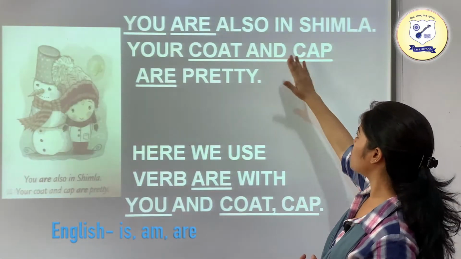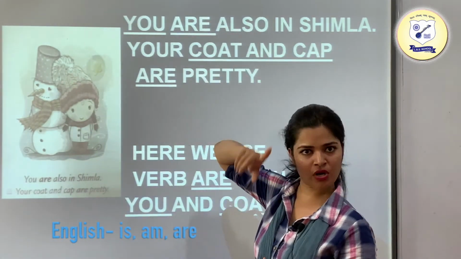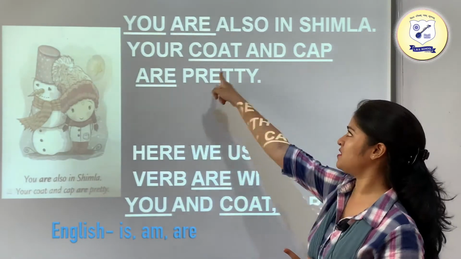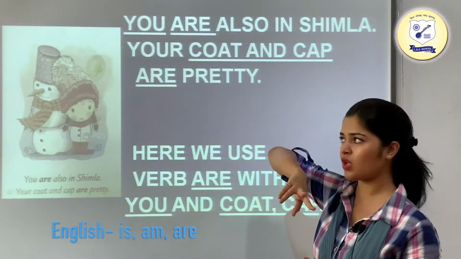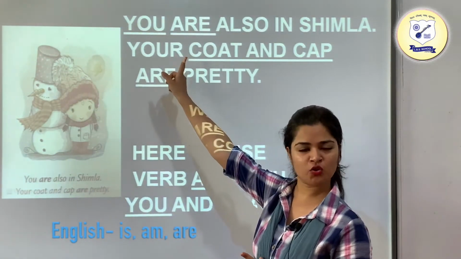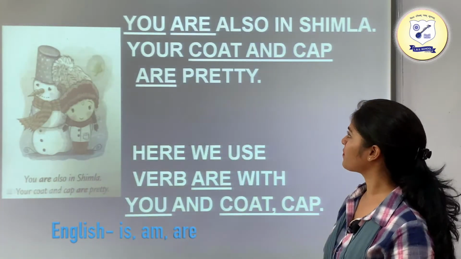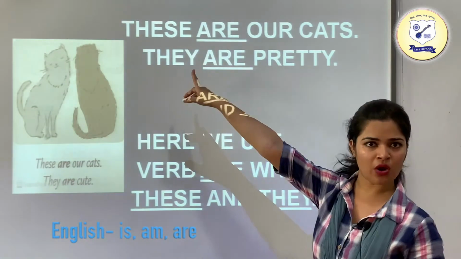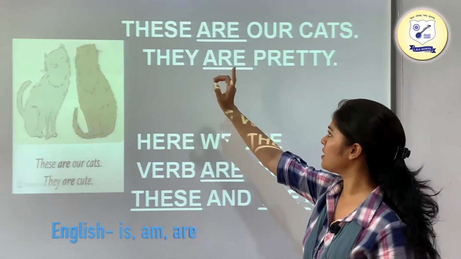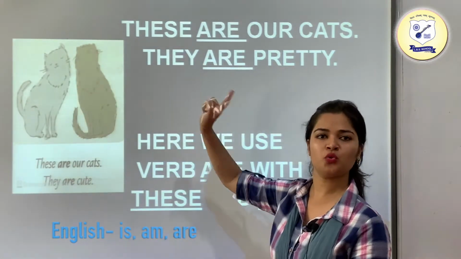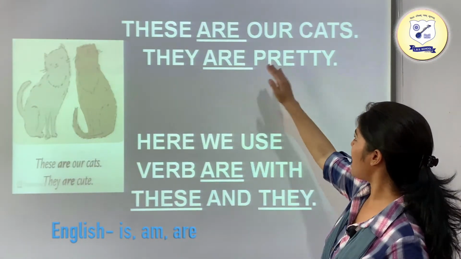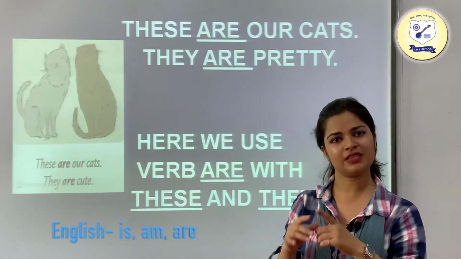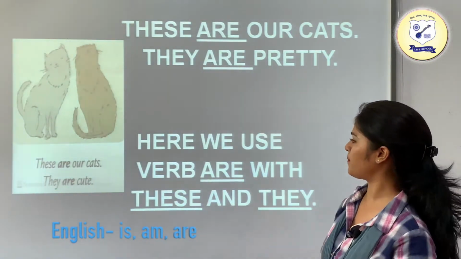You are also in Shimla. You is your pronoun with which we will use are. Your coat and cap: since you can see that for coat and cap we are talking about two things, we are going to use are. These are our cats. These is your pronoun again with which we will use are. Similarly, with they also we are going to use are. These are our cats and they are pretty. If we are talking about more than one person, then that would be are.